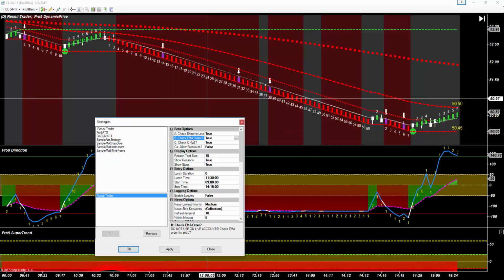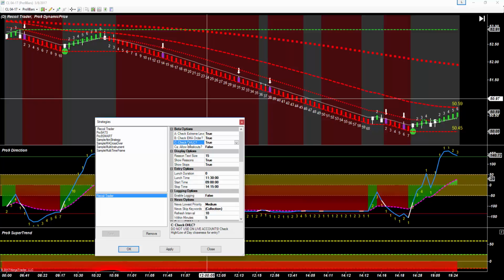Next, we have our check EMA order. This will not enter a trade unless the EMAs are in the correct order. Now, Recoil Trader, as you may know, is slightly different than a momentum trade, but enabling this check will cause it to trade similar to the way we would trade a momentum trade manually. So enabling this, we won't enter any momentum trades unless we have a corresponding background.